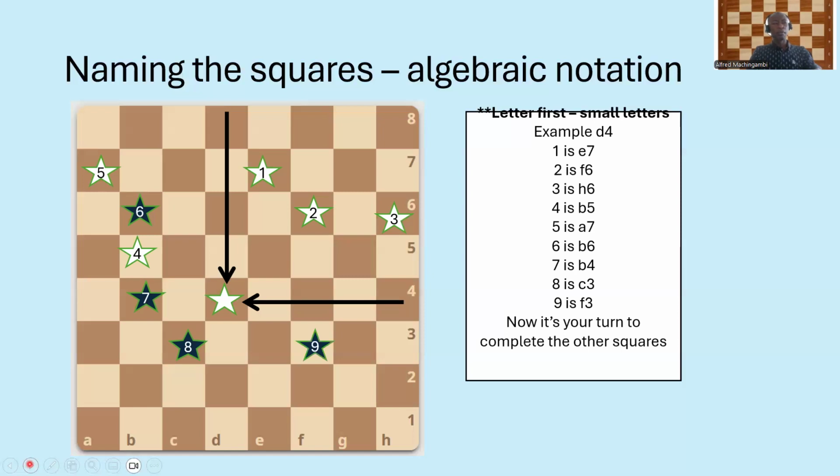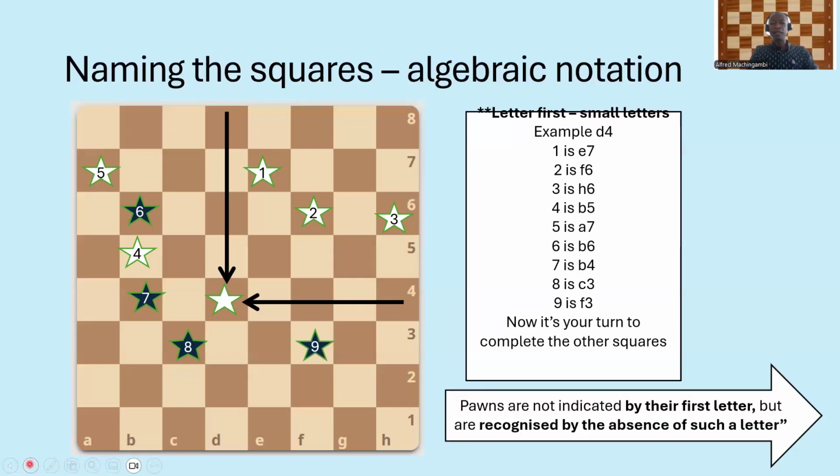whenever you are naming the squares, remember we use a small letter, especially if it is a pawn move. So what we were talking about right now, we were describing pawn moves. Whenever you say C3, that means you have moved the pawn to C3, right? Pawns are not indicated by a first letter, but are recognized by the absence of such a letter. You're going to see as we progress, as we do the actual game, as we notate the moves right here.